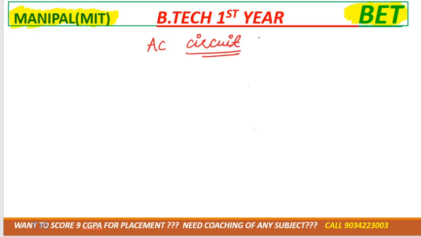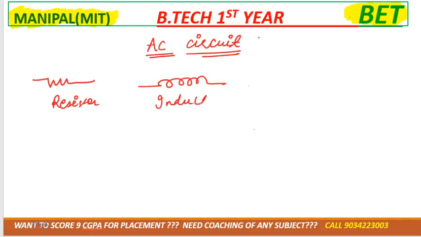So basically in the AC circuit we'll have three types of load. One load is the resistor, another load is the inductor, and another load is the capacitor. I hope all of you know what a resistor, an inductor, and a capacitor are, right?